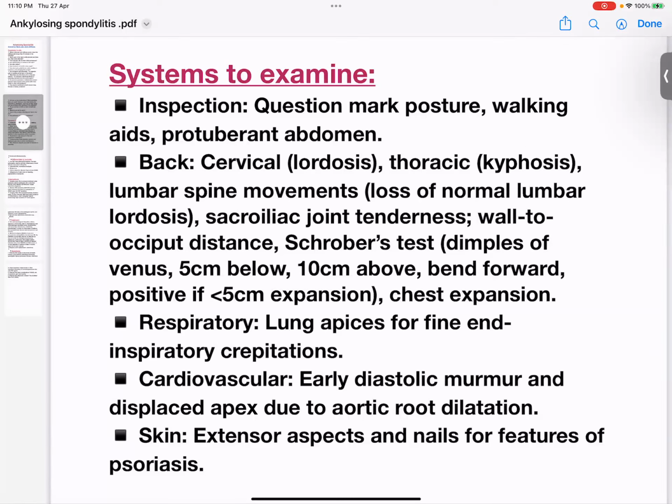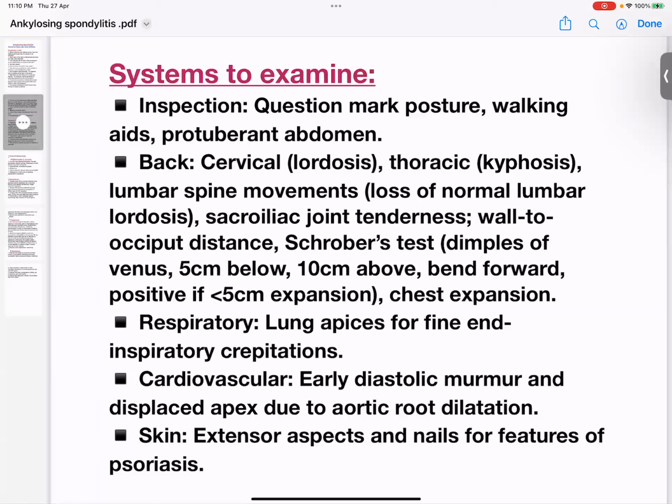In aortic regurgitation, there will be an early diastolic murmur, and there will be left ventricular enlargement, left ventricular hypertrophy. The apex will be displaced outwards and downwards. In case of right ventricular hypertrophy, the apex beat will be displaced only laterally, outwards. In case of left ventricular hypertrophy, the apex beat will be displaced downwards and outwards.